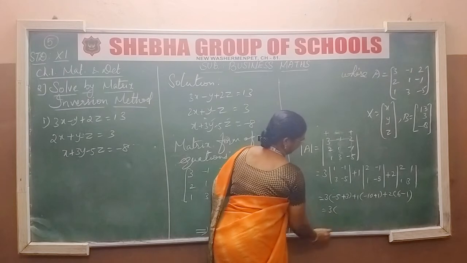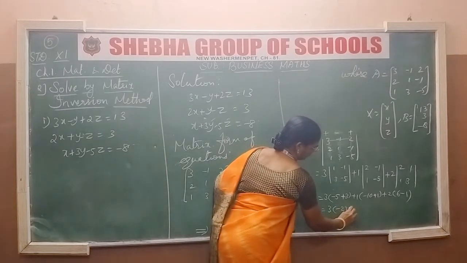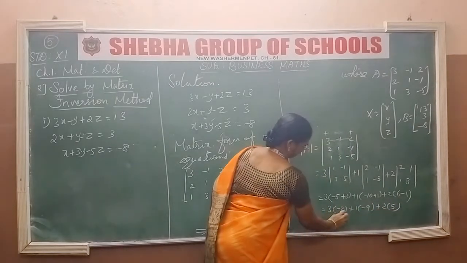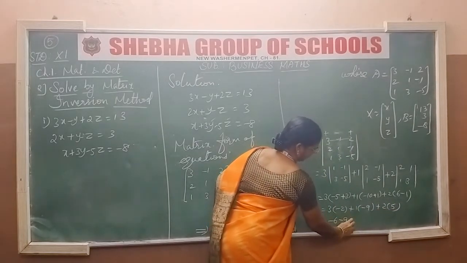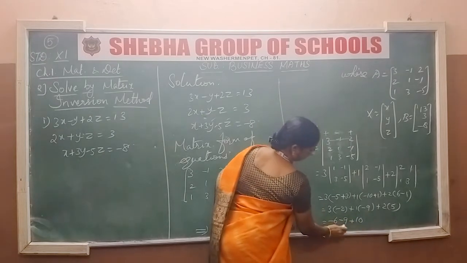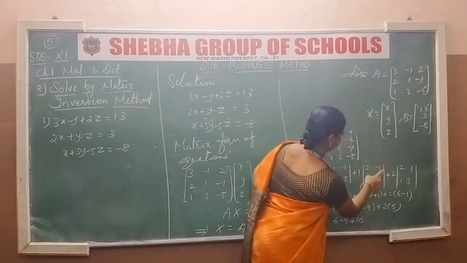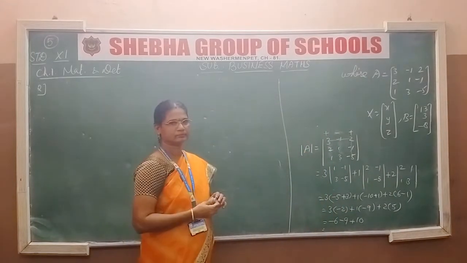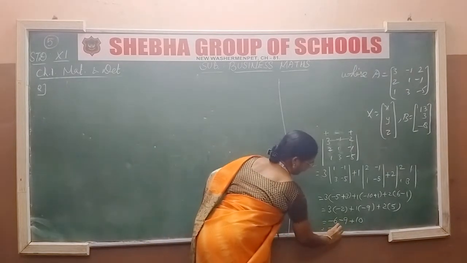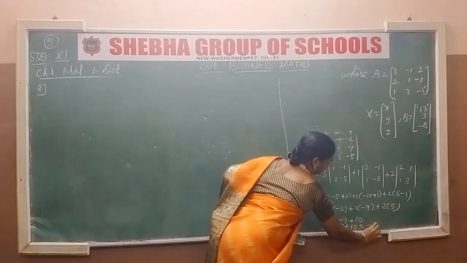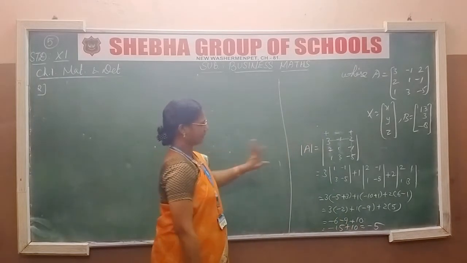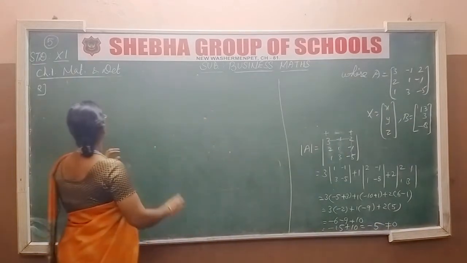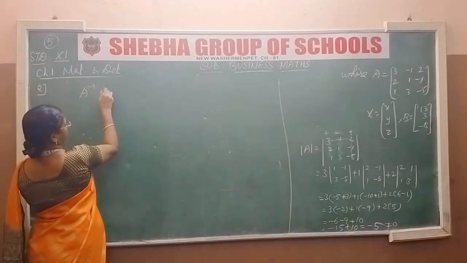3 into minus 5 plus 3 is minus 2, plus 1 into minus 9 plus 2 into 5. So you get minus 6, here minus 9 plus 10. So this is minus 15 plus 10 equal to minus 5. So our determinant value is minus 5 and this is not equal to 0. Only then A inverse exists.